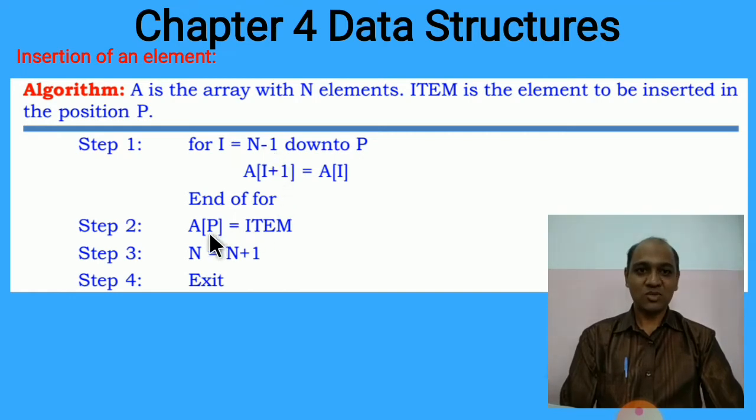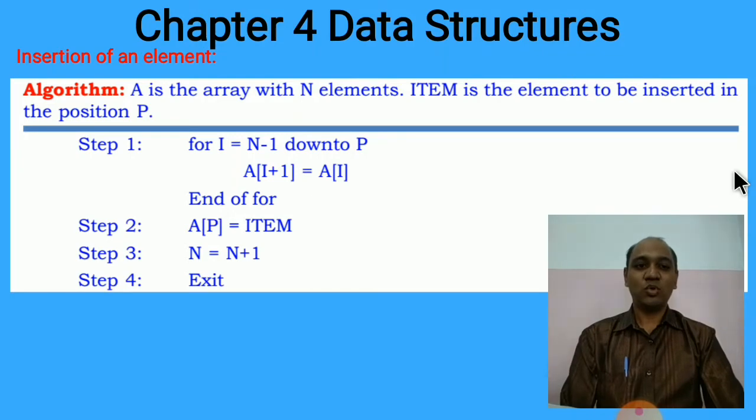After that, second step is what? A of position, that is array of position. Once it is empty, then the item, that is the element that is to be inserted, is initialized to this particular position. Next step 3, n is equal to n plus 1. Why this increment to take? So here you know, if there are 5 elements, if I add one element, there will be 6 elements. In order to iterate all the 6 elements, we require to expand the size of the array by 1. Hence n is equal to n plus 1 and step 4 is exit.